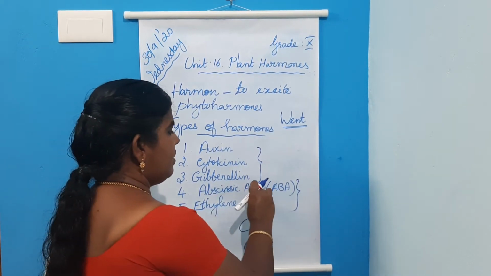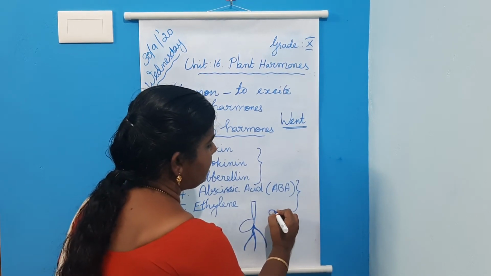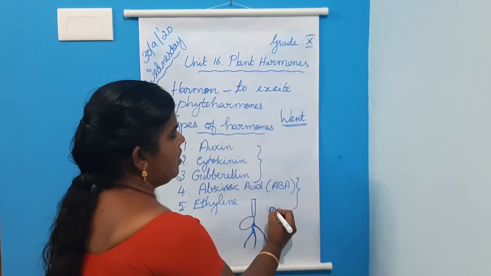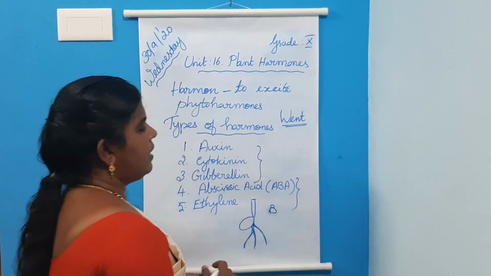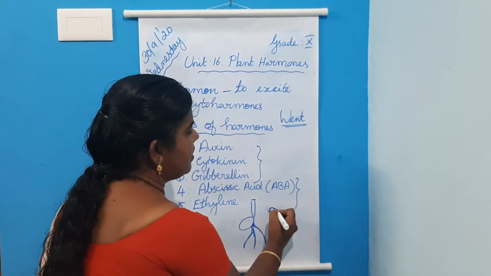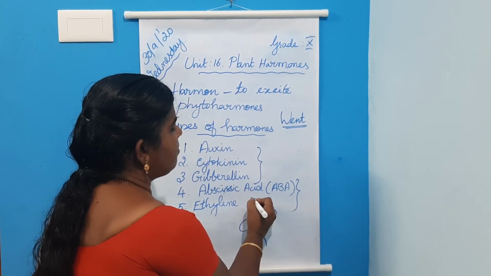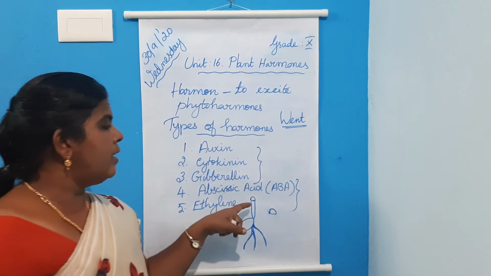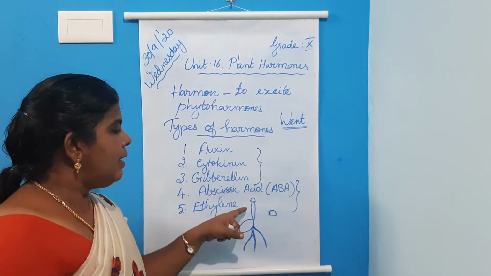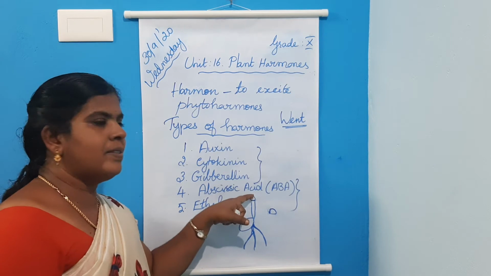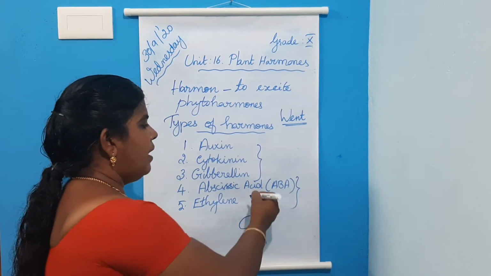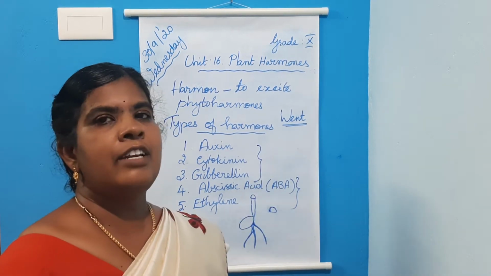In the third experiment, he placed the detached coleoptile tip on the agar block, and after 1 hour he removed this detached tip and placed the agar block over the cut end. After a few hours, it shows growth. From this he concluded that some influence is transmitted from the detached coleoptile tip to the cut end and influenced the growth.